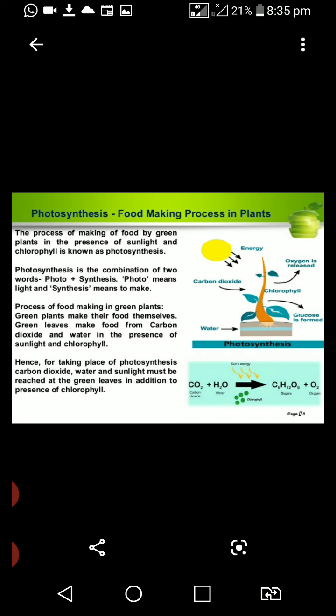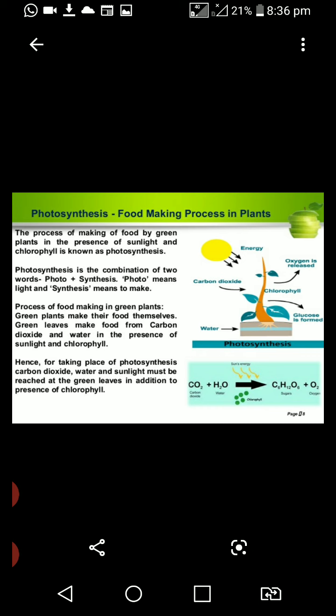Some raw materials are needed for photosynthesis. What are the raw materials needed for photosynthesis? Water, carbon dioxide, chlorophyll and sunlight.